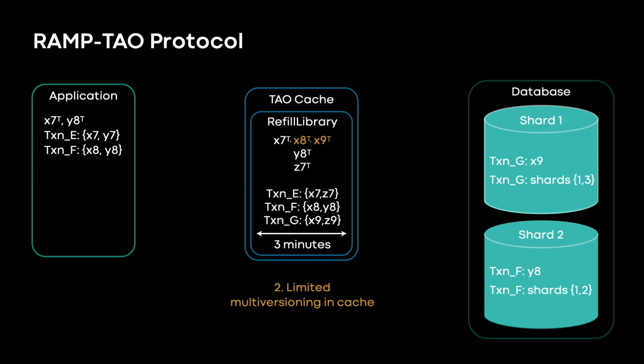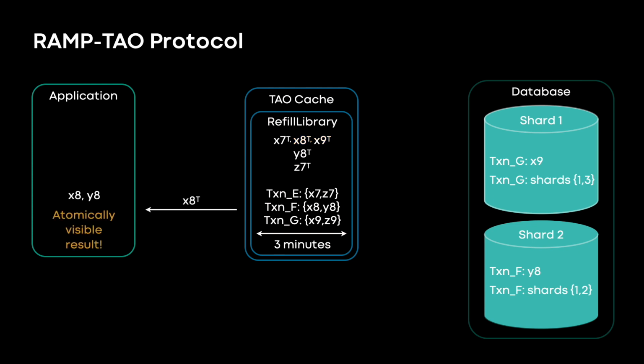And we also add limited multi-versioning within the refill library so that we have the versions we need in the case we need to satisfy atomic visibility. So now the application tries to read X8, and that's available because we have multi-versioning, and we're able to return an atomically visible result.